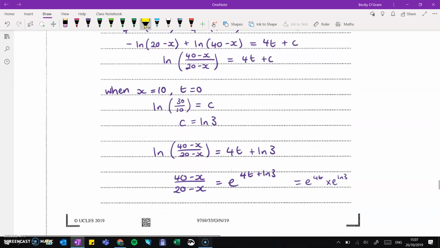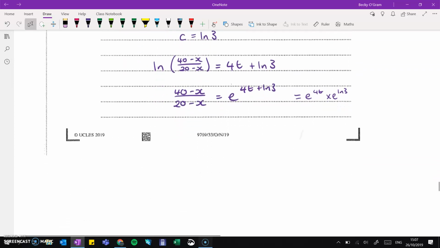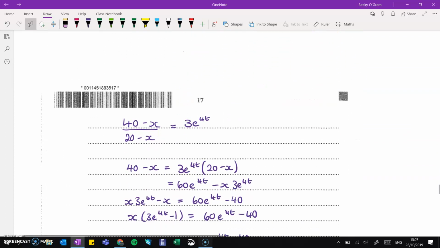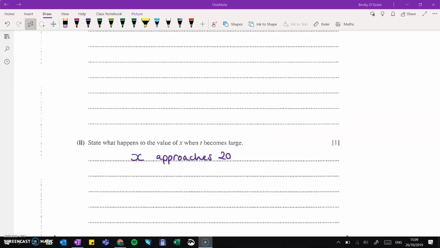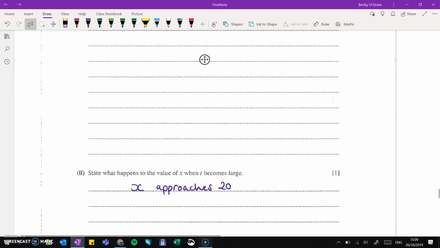From that point, it's about rearranging. So we get down to this bit. We can continue that down so that we get x equals this part here. Now it'll be interesting to see on the mark scheme just how far through that you needed to go and how much simplifying was needed. I would assume that if you got down to something equivalent, you'd be given the mark for your answer. Part 2 wants to know what happens to x as t becomes large.